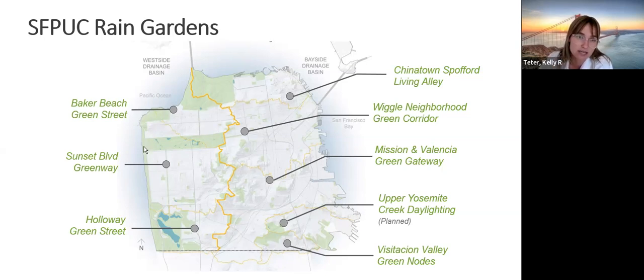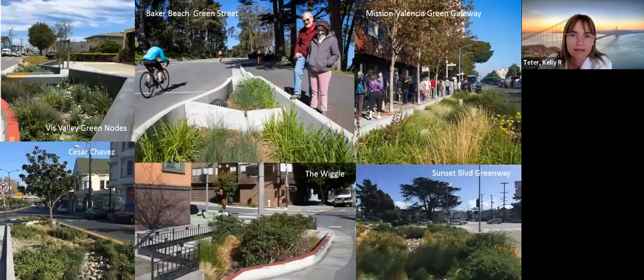We have Baker Beach project site, which is going to be added soon, but more on that later. Sunset Boulevard, Holloway Green Street, Chinatown, Wiggle, Mission, Upper Yosemite, and Visitation Valley. They're spread out all over the city, so wherever you live, you should be able to find a rain garden, hopefully close by. If not, don't worry, there's tons more green infrastructure being built as we speak, and we will have lots more gardens on the website soon. And here are some photos of the different project sites. Everyone but Baker Beach is currently on our Rain Guardian site.